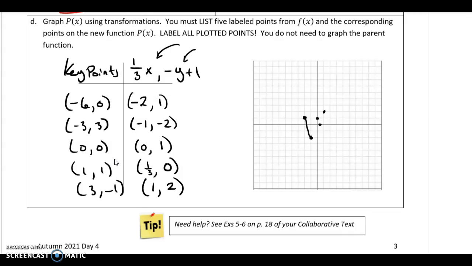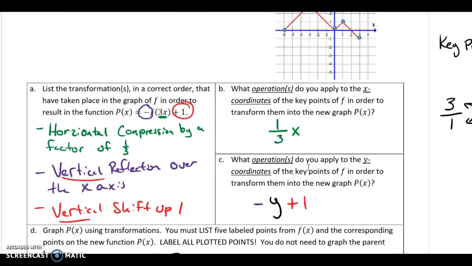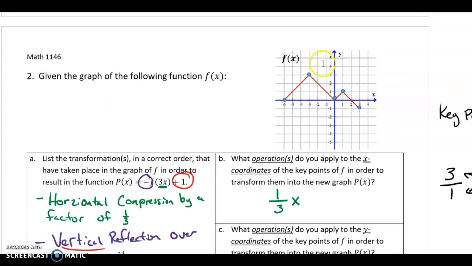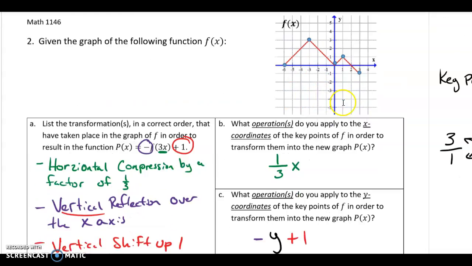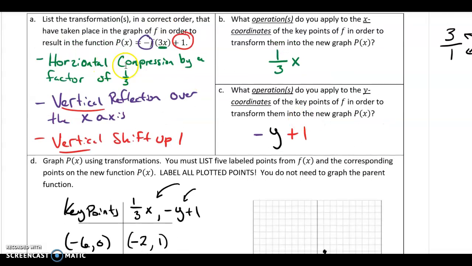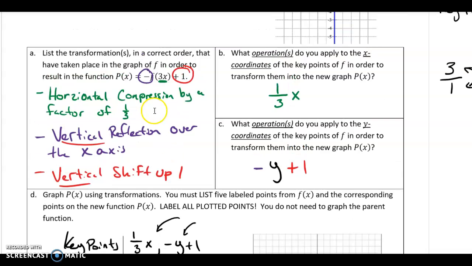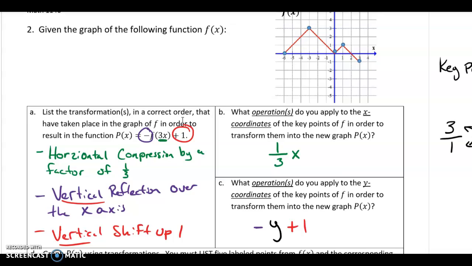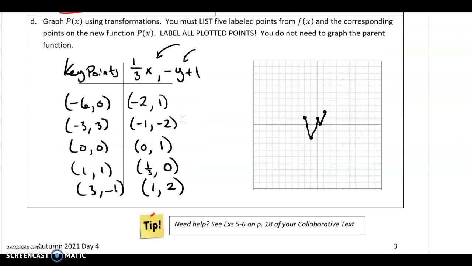So we can see what this is creating. It's got kind of like a W shape going on here. And we can see that it's been flipped over, right? So this has this shape, and if we flip it over, that's how we get that W shape. We can see that it has been horizontally compressed. So we took it and kind of shrunk it horizontally, and we flipped it, and we also see that it is shifted up 1 as well. So that's how we get that graph.